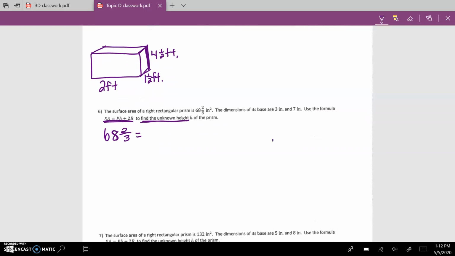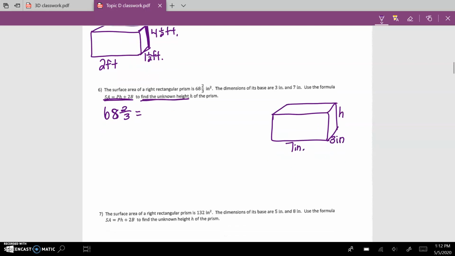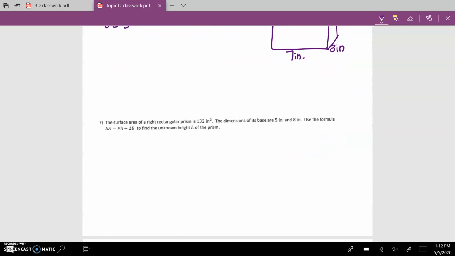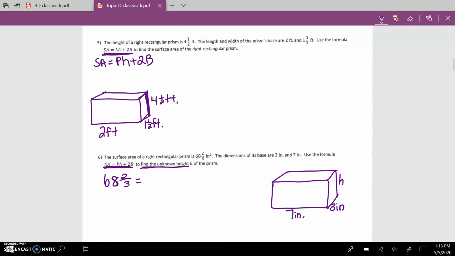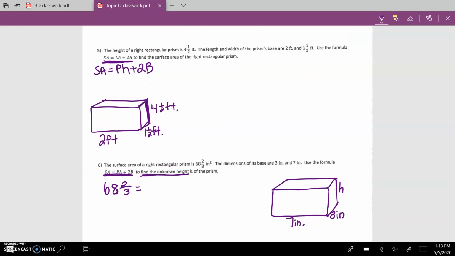Again, talking about a rectangular prism again, I would draw a picture. So the dimensions of the base are 7 inches and 3 inches. We're looking for the height, so that'll help you with that. And then the last one, similar to number 6, again, I would draw a picture, okay? So hopefully nothing too confusing. Even with the fractions in number 5, you can just make this 1.5 and that works nice in the calculator. 4.5, so nothing too bad there.